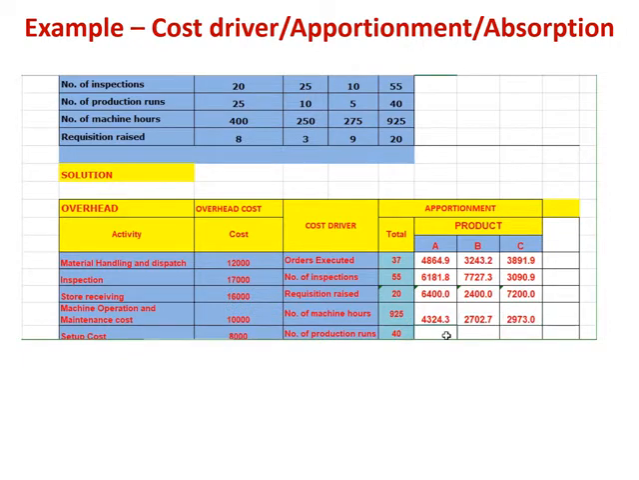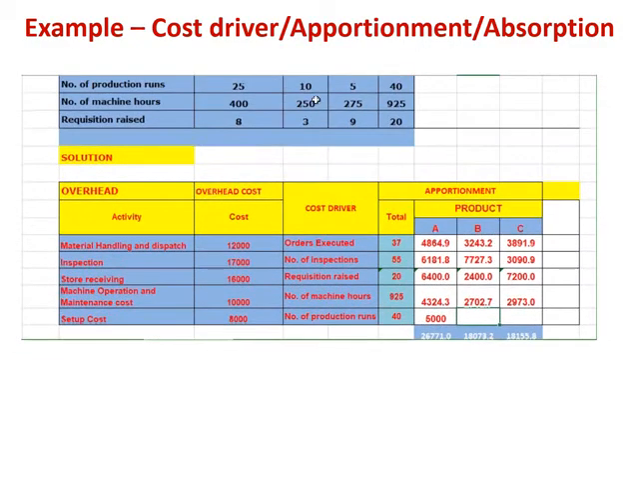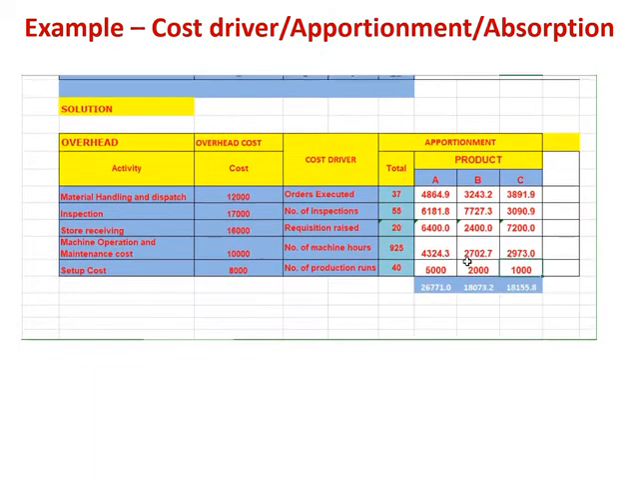So next is number of setup cost, number of production runs. So here it is production runs, it is 25 divided by 40 into 8,000. Here similarly, here we have 10 divided by 40 into 8,000. Here next is 5 divided by 40 into 8,000 here. So we have got the apportioned value.